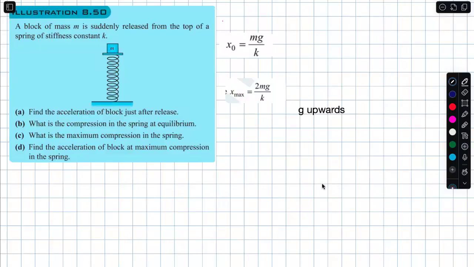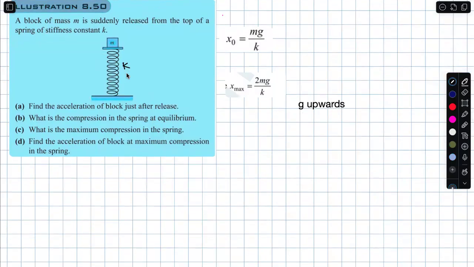Block of mass M is suddenly released from the top of a spring of stiffness constant K. So, this is a spring of stiffness constant K. Find the acceleration of the block just after the release. See, try to understand what happens just after the release. Nothing.